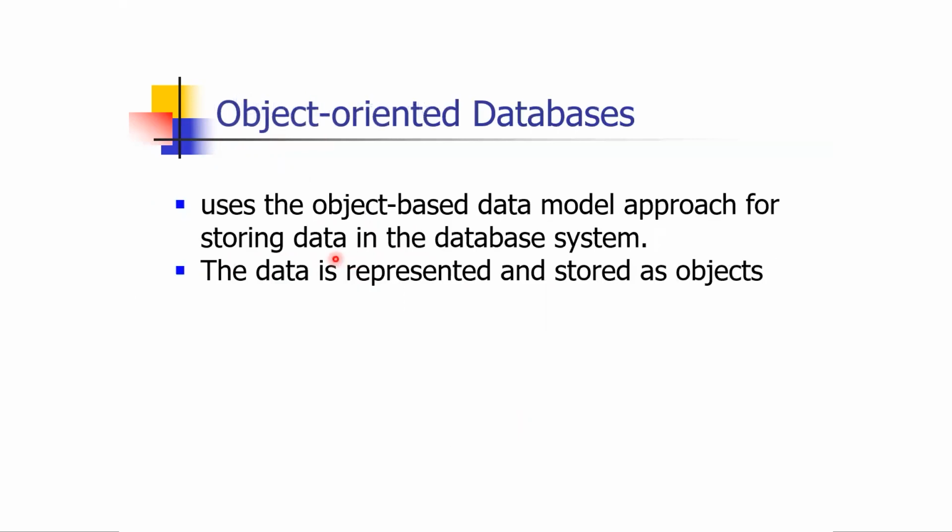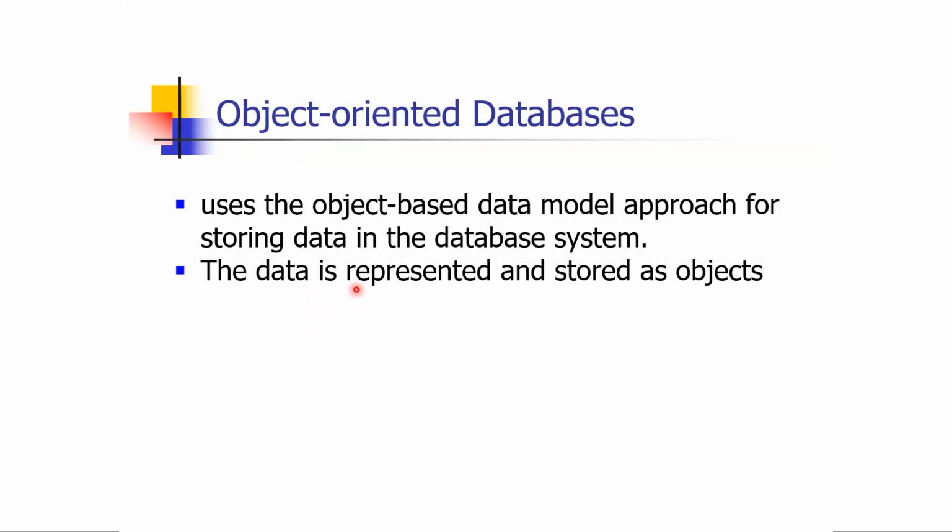Our next type of database is object-oriented database. Object-oriented database means here we use an object-based database system for hosting data. Objects means there are some classes and there are objects.